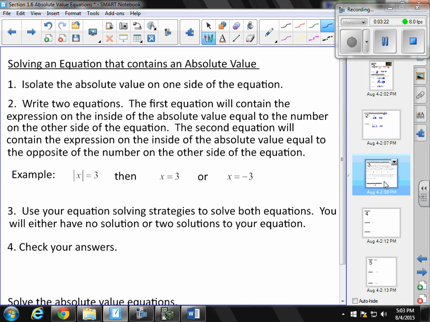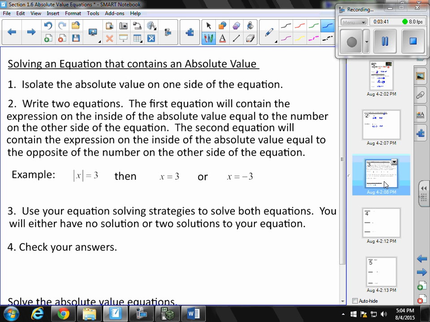When you want to solve an equation that contains an absolute value, the first thing you need to do is isolate the absolute value on one side of the equation. Write two equations. The first equation will contain the expression on the inside of the absolute value equal to the number on the other side of the equation.